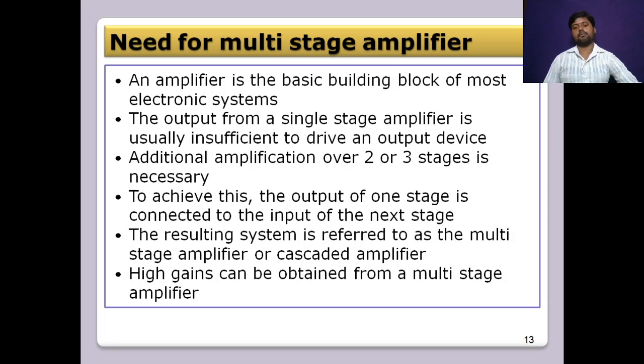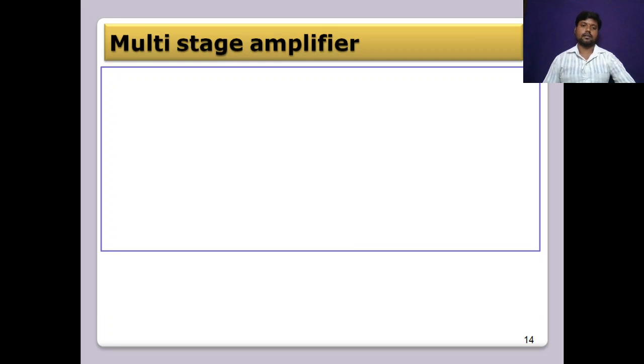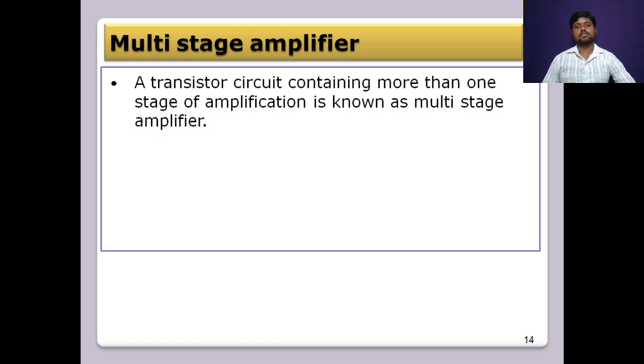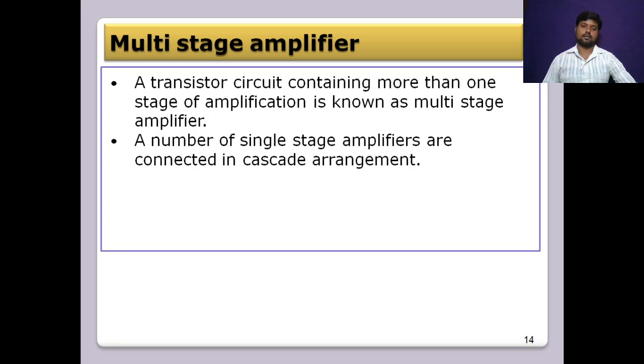High gains can be obtained from a multi-stage amplifier. To get the required gain, we use a number of stages. How many stages depends upon the required gain. A transistor circuit containing more than one stage of amplifier is known as a multi-stage amplifier. A number of single stage amplifiers are connected in a cascading arrangement. It's also called a cascaded amplifier.